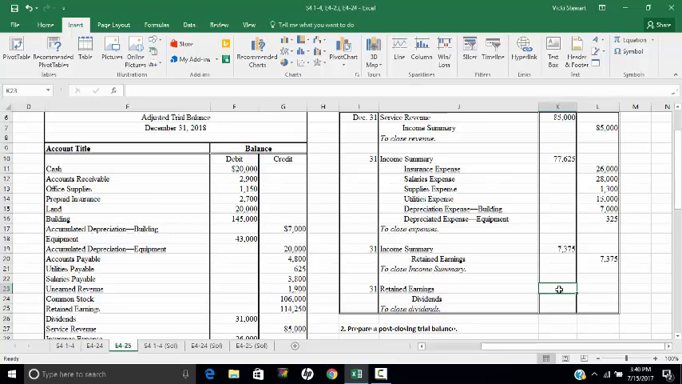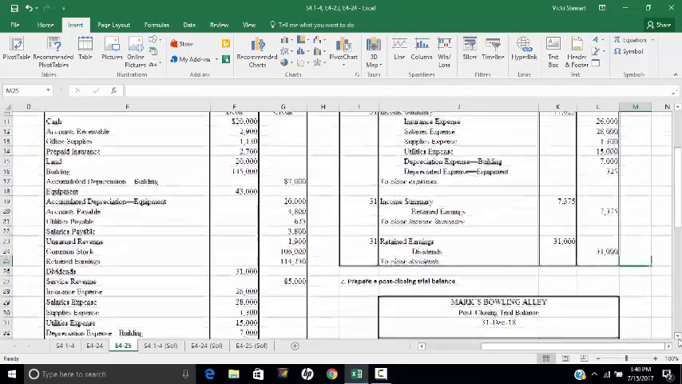The last closing entry is to close the dividends account. We know that dividends decrease retained earnings, so we debit retained earnings for the $31,000 balance, and then we credit dividends for $31,000, and that is going to, after posting, reduce our dividends account to zero and effectively close it.